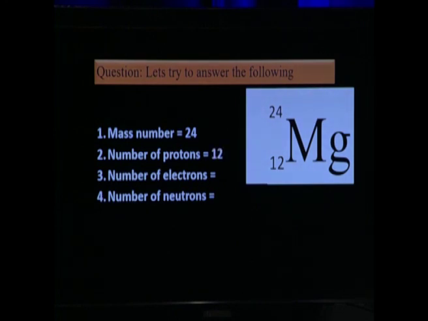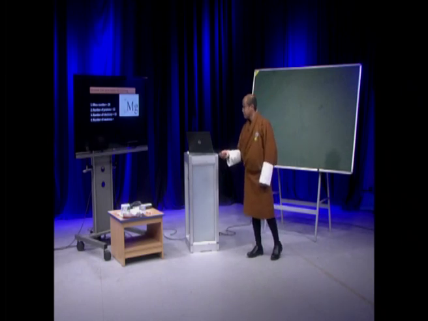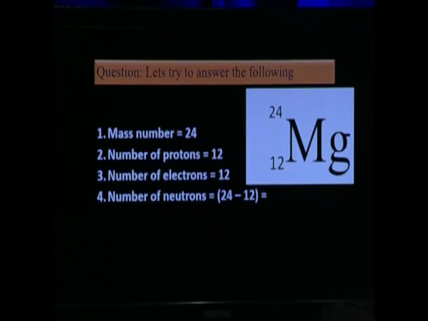is 12. The number of electrons is also 12, and the number of neutrons, you can try it, is 24 minus 12, again 12. Let us try this some more, we can explore.